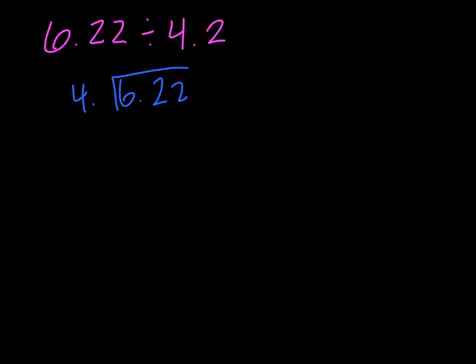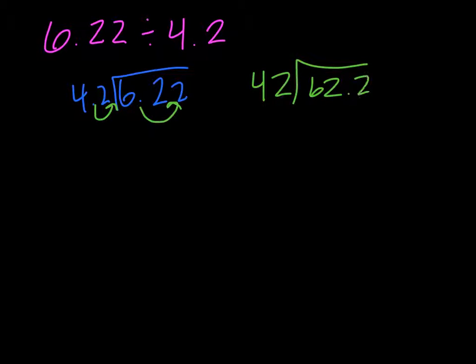Let's try one more dividing decimals on our own. So make sure you pause the video, try it, and then restart the video to check your work. So let's do 6.22 divided by 4.2. So remember, first number goes on the inside, second number goes on the outside. Move your decimal over once, we move our decimal over once. So now we have 42 on the outside, 62.2 on the inside, and our decimal will go right above the decimal place.